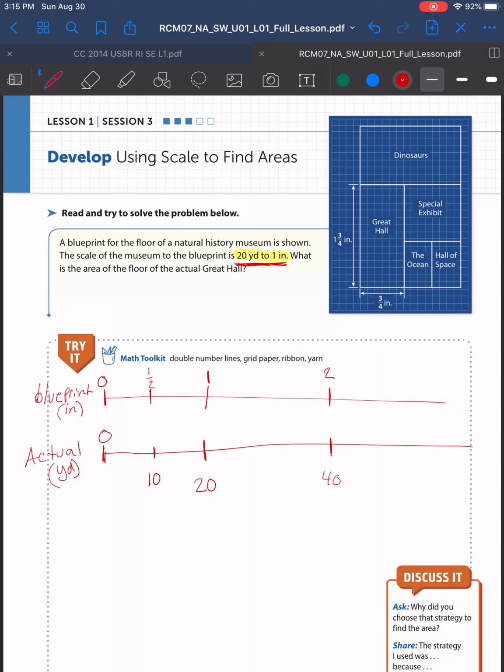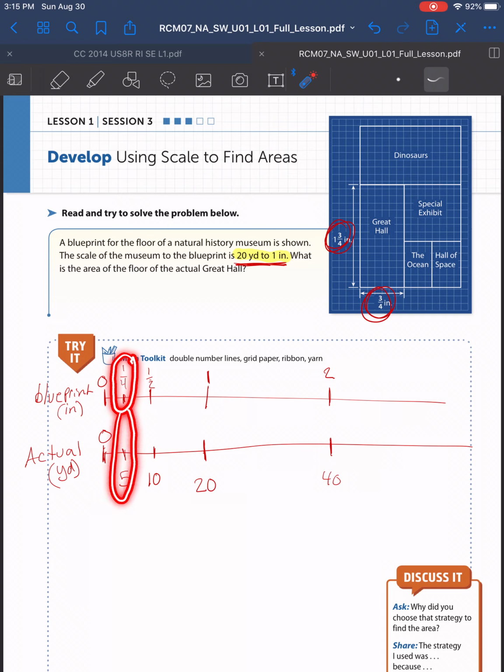Now, I'm going to go even further and split it again and say, if that's the case, how much is 1/4 of an inch? The reason why is because we are dealing with fourths. Do you see that? We're dealing with 1/4 inches. So now I'm going to split it again. What is half of 10? Half of 10 is 5. Okay, so far what I've found is that 1/4 of an inch is the same as 5 actual yards. 1/2 of an inch is the same as 10 actual yards.